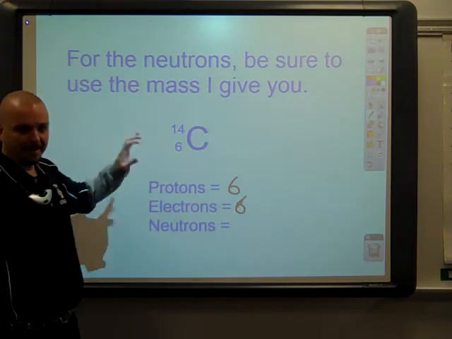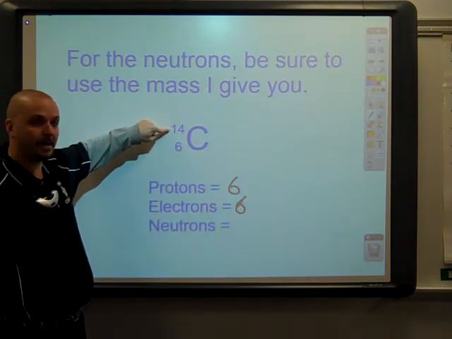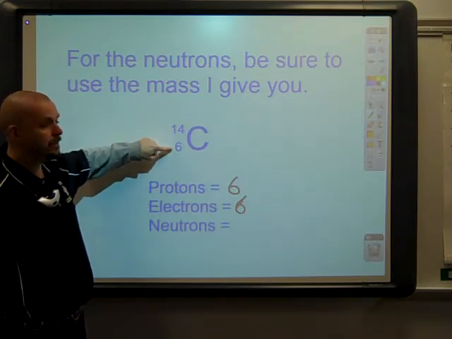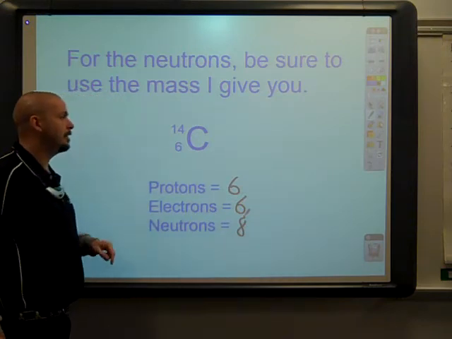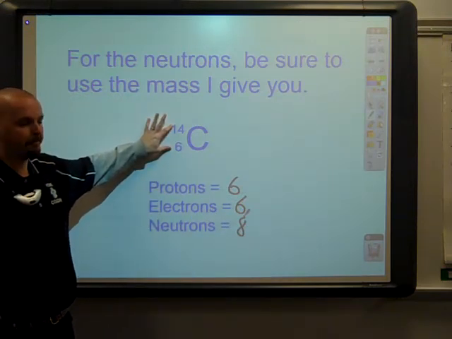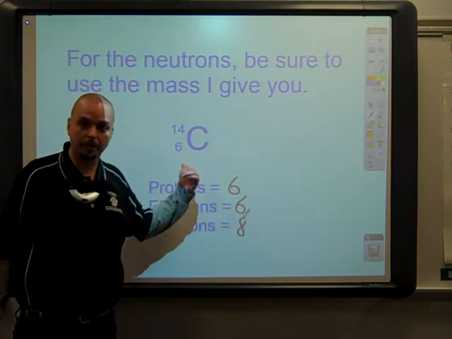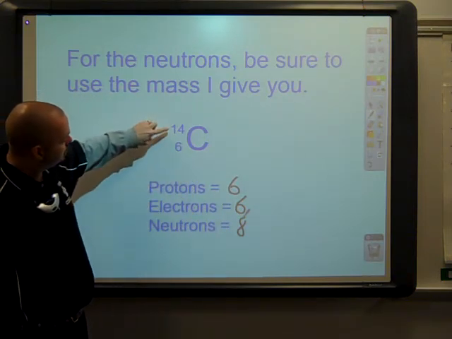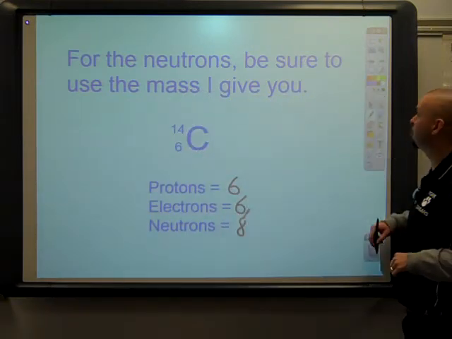For the neutrons, ignore the table. Use this mass, the 14 that I give you. You take 14 minus 6. There are 8 neutrons in this particular carbon atom. If you went with the periodic table, it would tell you 6, and that would be incorrect for this one. Again, use the mass that I give you when working with your isotopes.